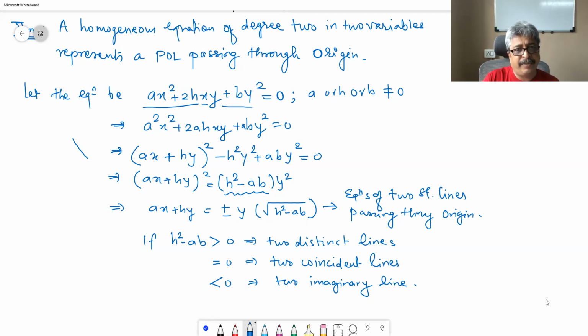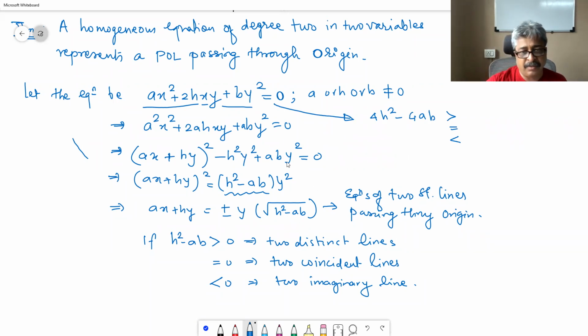And who will decide that? h square minus ab. And if we would have used the theory of quadratic equation, the discriminant should be greater than 0 for distinct, etc. We will get 4h square minus 4ab. Same. I think we have done exactly the same thing. So that is how every homogeneous equation in degree 2 with two variables represents a pair of lines directly. I mean, we need not look for whether it is parabola, ellipse, hyperbola, circle, etc. It is a pair of lines.